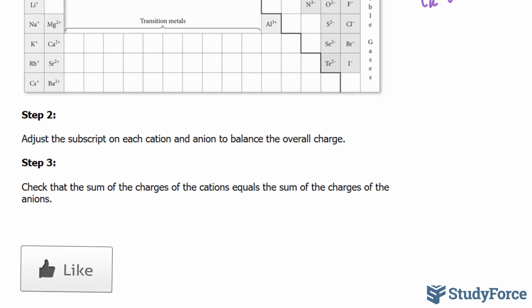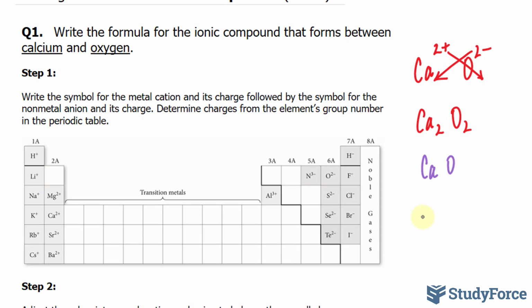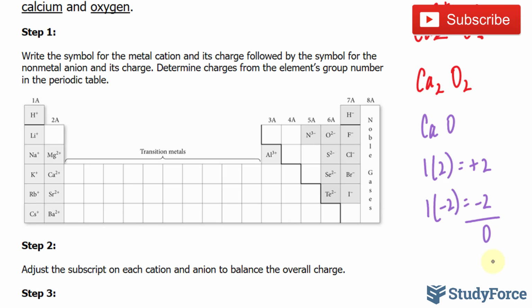In step number 3, which is optional, you have to check that the sum of the charges of the cation equals the sum of the charges of the anion. What that means is that you take this number 1 and multiply it to 2+. 1 times positive 2 gives us +2. And 1 times negative 2, this number, gives us -2. When you add these up, if you get 0, you've done it correctly. 2 minus 2 is 0. That means you've done it correctly. Your final formula is CaO, which is calcium oxide.